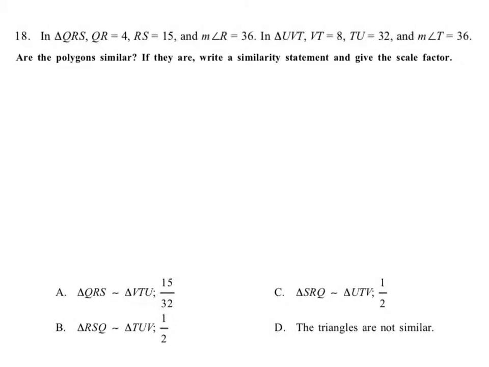Okay, so in triangle QRS, they give us lengths. So I'm going to make triangle QRS: Q, R, S, and they're telling us what the lengths are. So they say QR is 4, RS is 15, and we know the angle in between, angle R, it's 36 degrees. So they're telling us that.